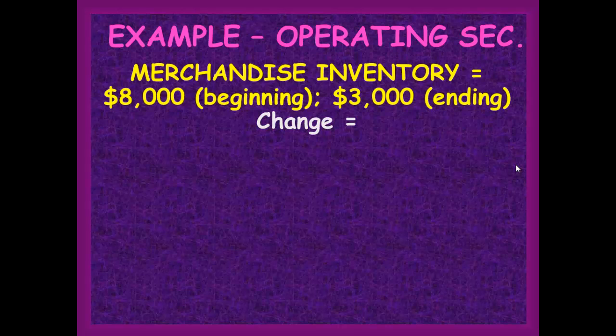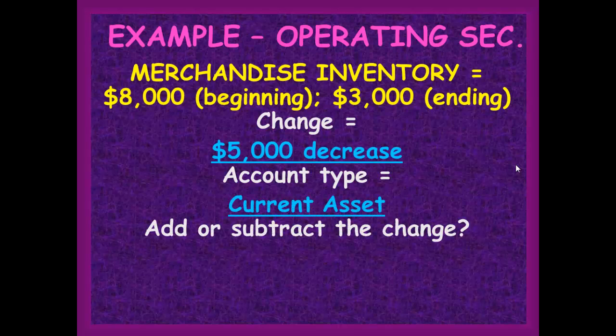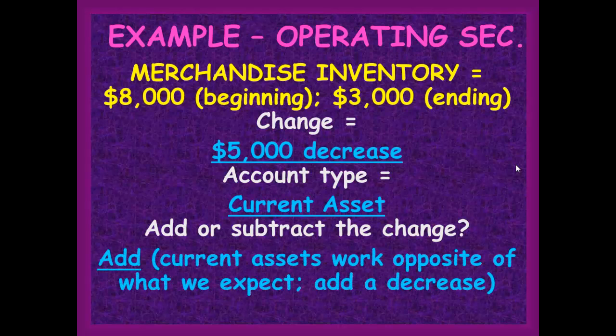Merchandise inventory began at 8, ended at 3. During the year, what happened to merchandise inventory? It decreased. What type of an account is merchandise inventory? It's a current asset. So we have a current asset that's decreased. Let's look at what we wrote down. What do we do when we have a current asset that decreases? We're going to add it. Why do we add it? Well, if inventory has gone down, I must have done what? Sold it. If I sell my inventory, what happens to cash? Cash comes in, and I'm going to add it.